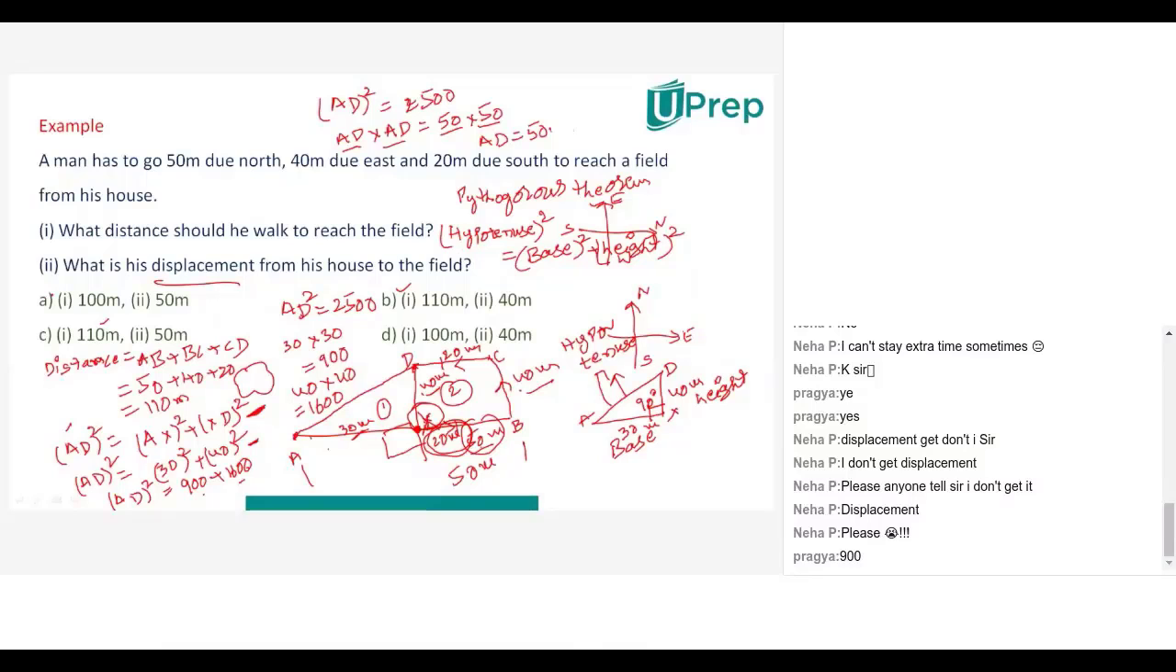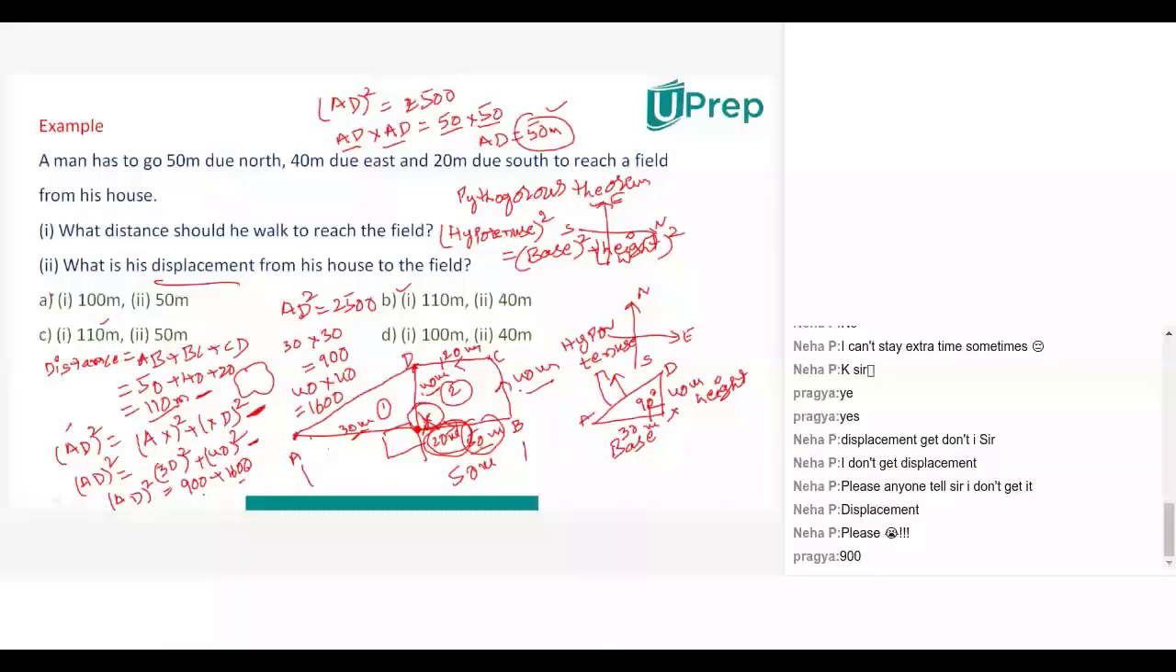AD is a displacement or not here? Yeah, AD is a displacement. So displacement will be how much here? 50 meter. And the total distance, how much did we cover? 110 meter. Already we calculated here. So distance will be 110 meter. Displacement will be 50 meter. Which is the option here? Now it is option C or not? Which option is right in this particular answer?